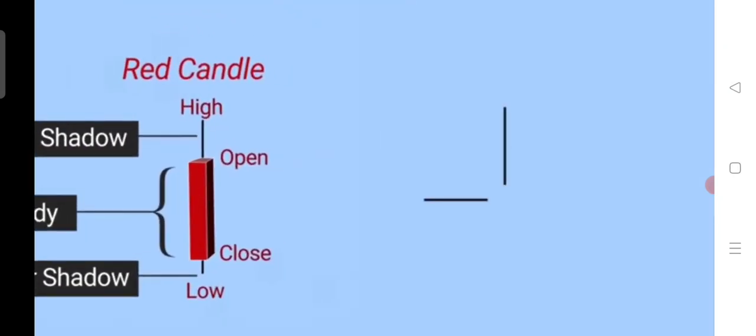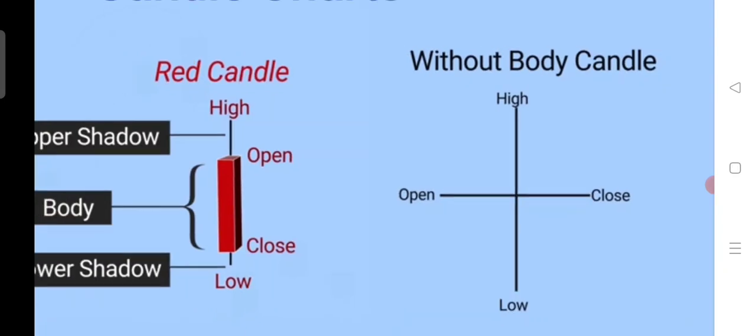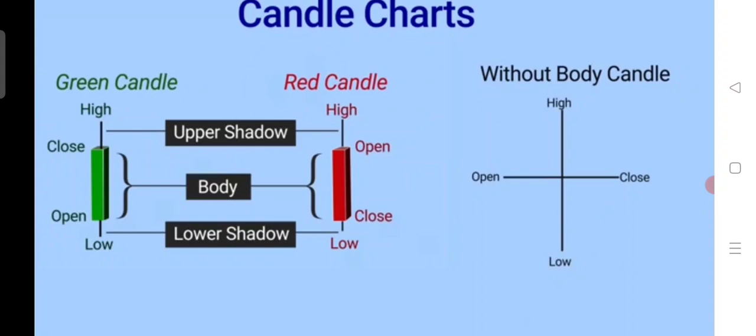Many times, open is equal to the close price. At that time, there is no body. Then that is a black line only. So, why you use the candlestick chart is because it gives you a much more visual understanding of the price movement or the chart pattern.